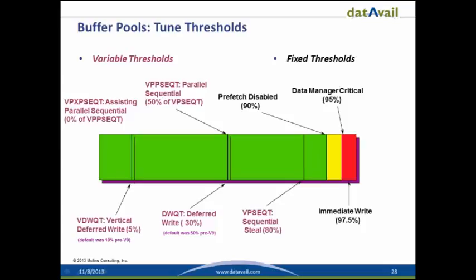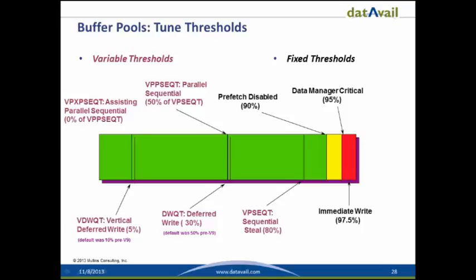Finally, at 97.5%, if the buffer pool pages are unavailable at that percentage, you get the immediate write threshold. This means DB2 will write updated pages as soon as the update is complete. The write's synchronous, not asynchronous. It's going to cause a large increase in the number of write IOs performed by DB2, and you really need to avoid this.